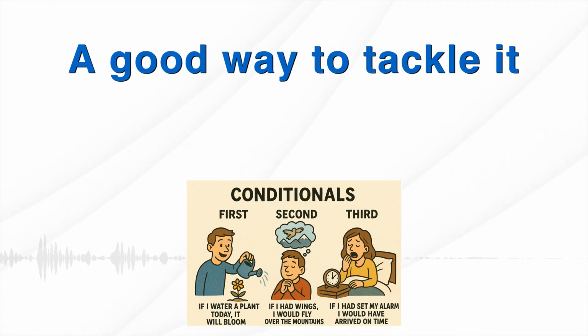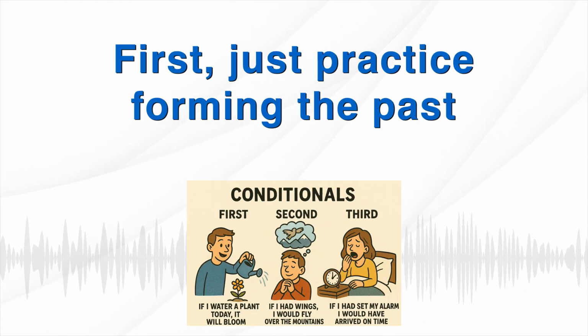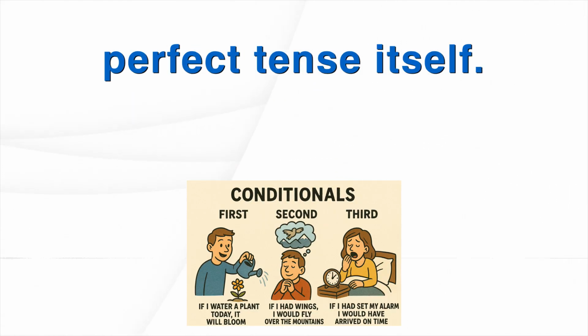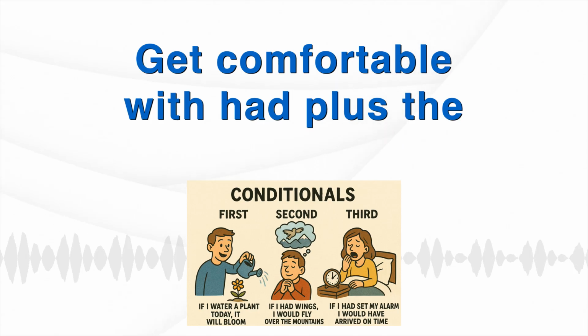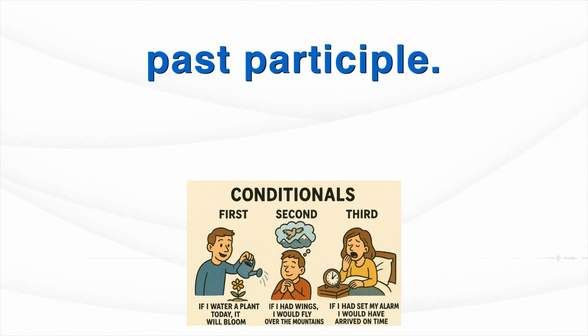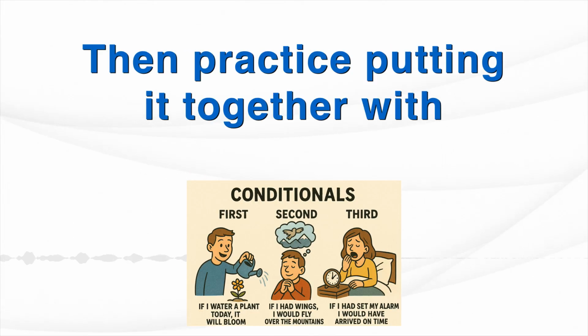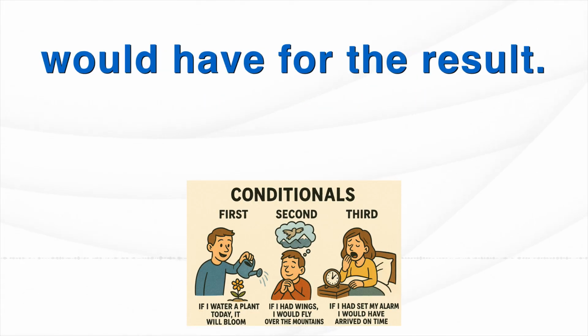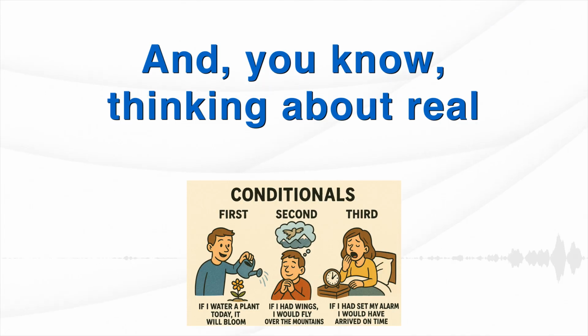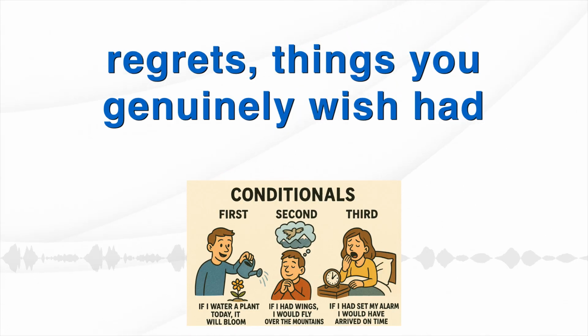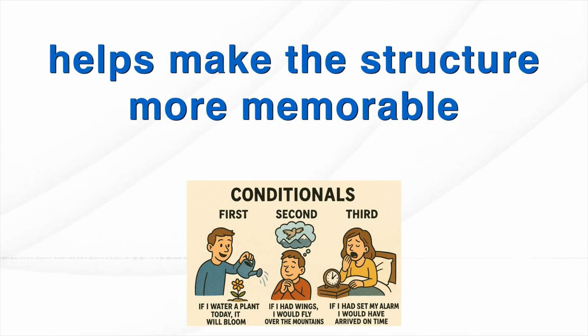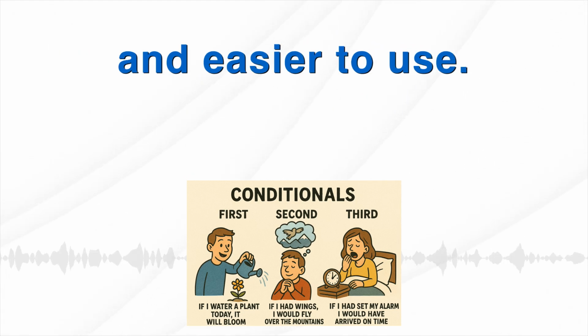A good way to tackle it is to break it down. First, just practice forming the past perfect tense itself. Get comfortable with had plus the past participle. Okay, master that first. Then practice putting it together with would have for the result. And, thinking about real regrets, things you genuinely wish had been different in the past, often helps make the structure more memorable and easier to use.